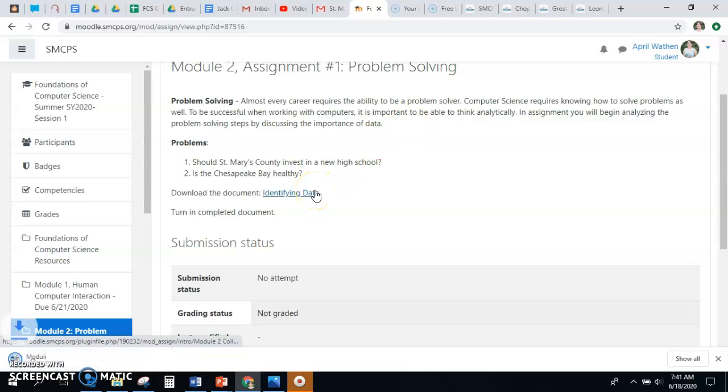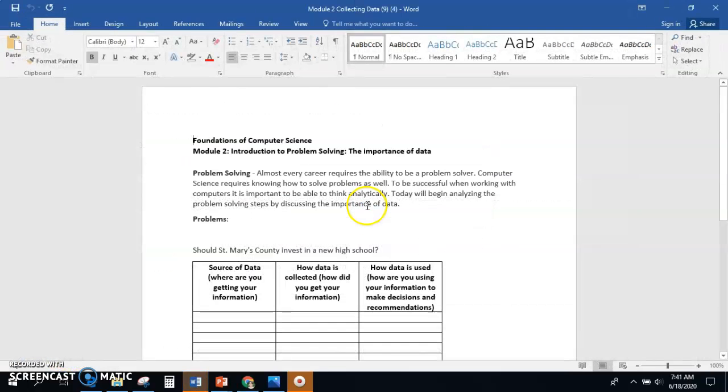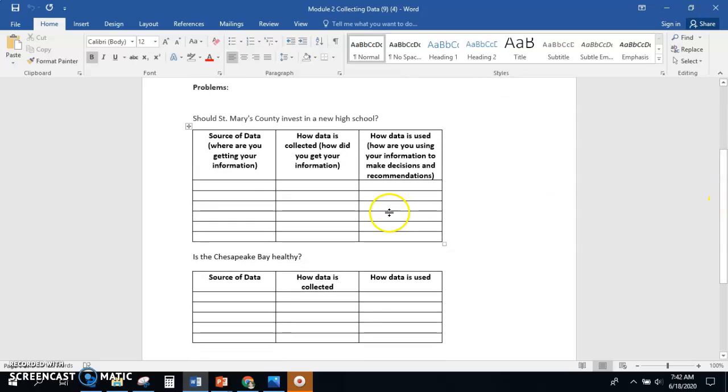Pick your interest area. Go ahead and download the Word document, and you are going to see your activity. So you are looking for data. Data is information, right? It doesn't always have to be numbers. In this case, it can be numbers. Should St. Mary's County invest in a new high school?